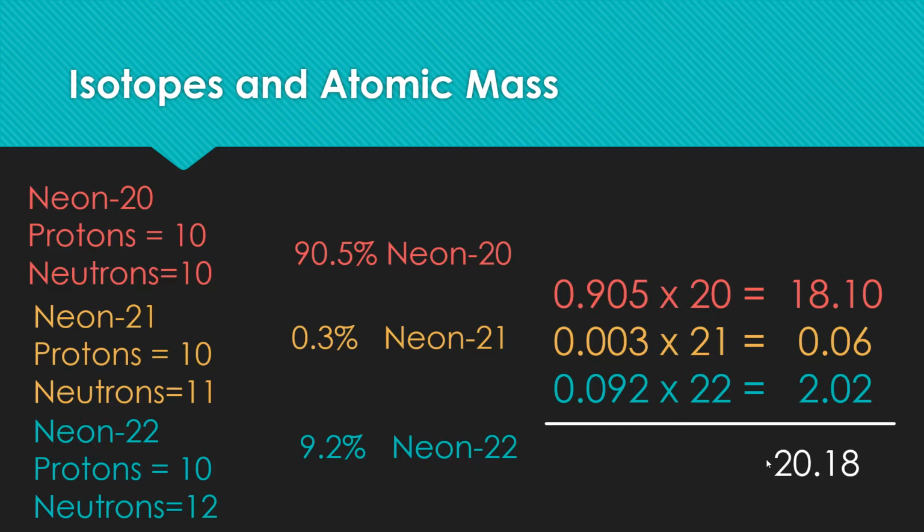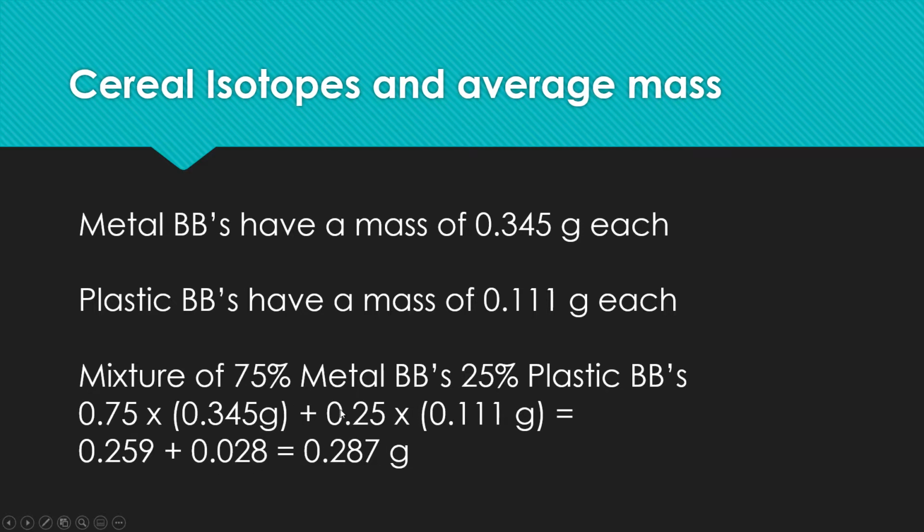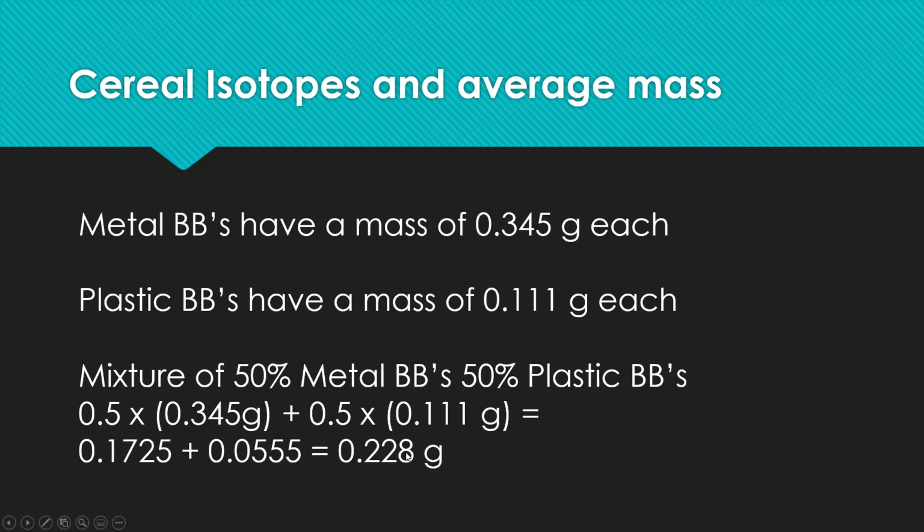And we did a lab with this using BBs, and some were metal and some were plastic. And if you mixed up the different ratios, you got different numbers. So the metal BBs had a 0.345 gram mass each, and the plastic ones had a 0.111 gram mass each. So if you had a 50-50 mixture, representing 50% as a decimal would be 0.5. So you would say 0.5 times the mass of one metal BB plus 0.5 times the mass of one plastic BB. Add those up and you get the average mass of one of the items in there if you had a 50-50 mixture of BBs.